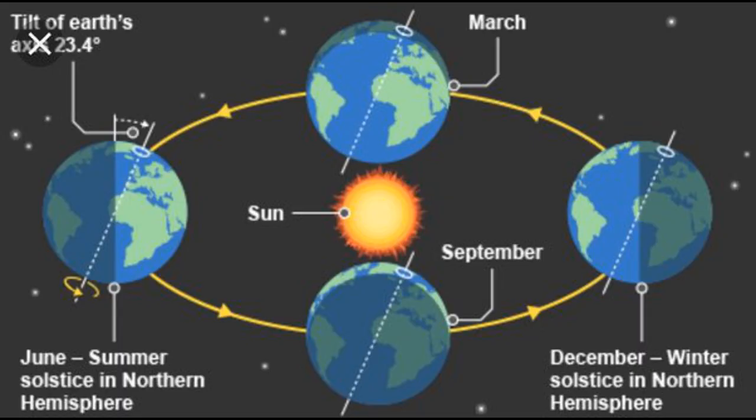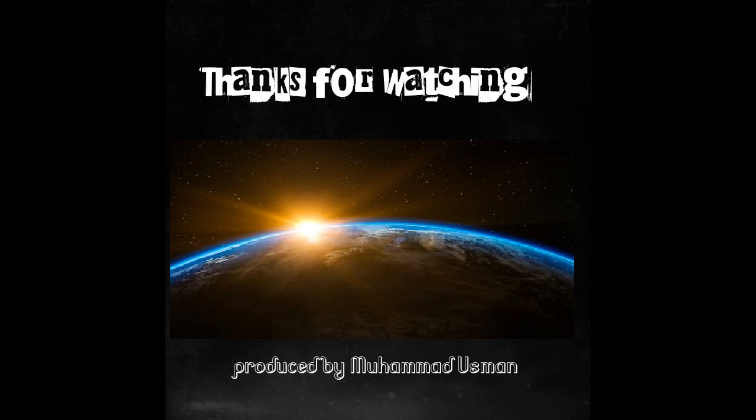During March and September, the Earth has almost equal day and night lengths because of its position in its orbit. After watching this video, I hope you have learned how weather changes during a year.